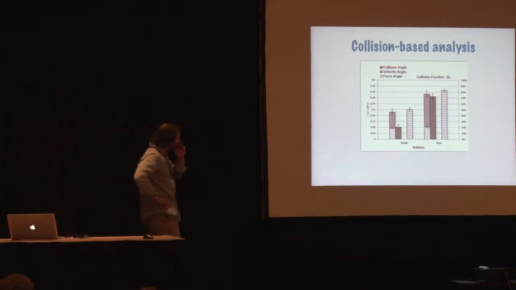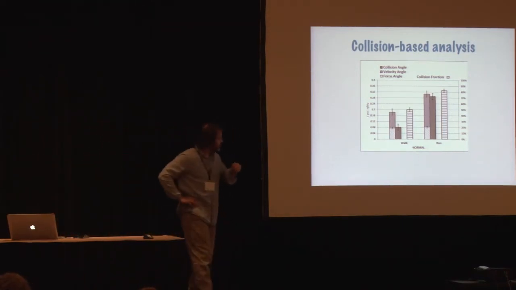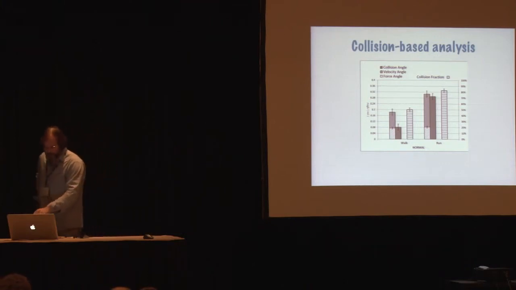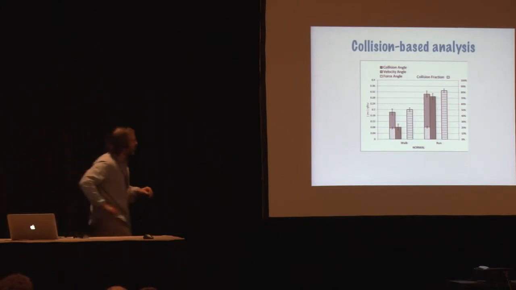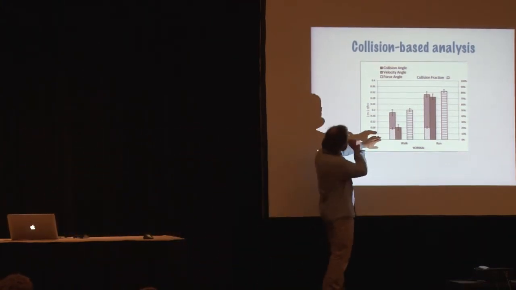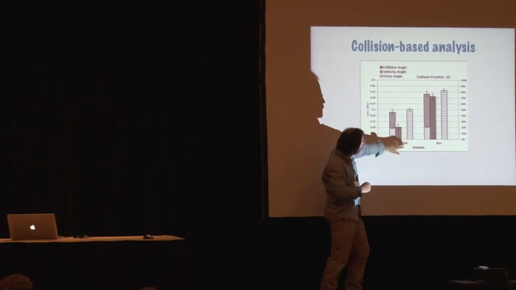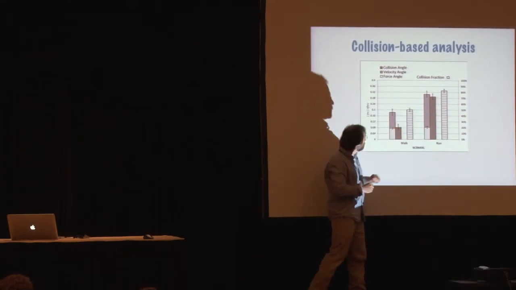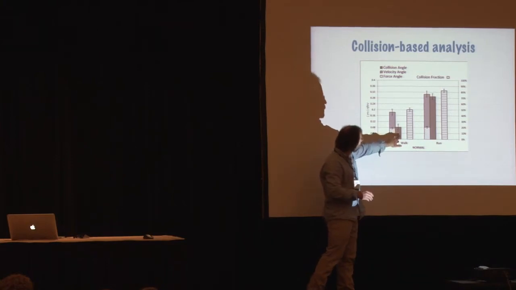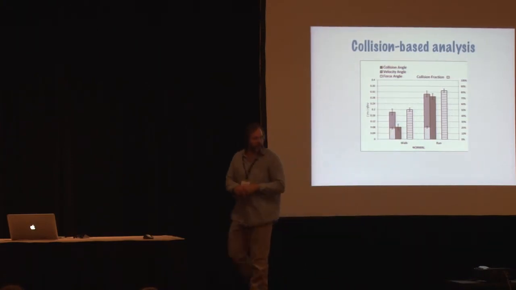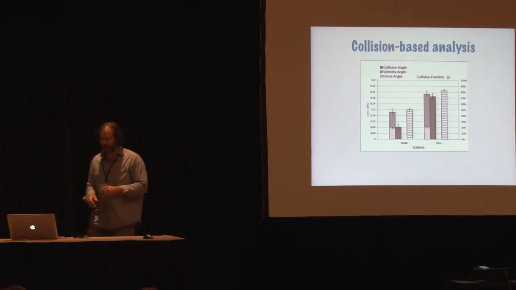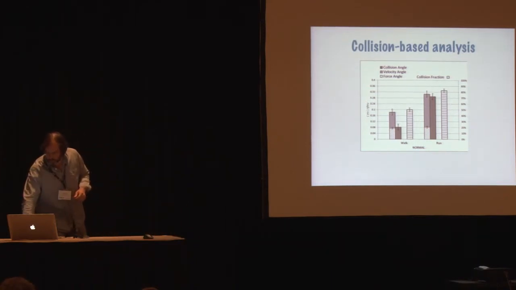So we considered, first, the collision angle. Let me point out what's here real quick. We have force angle and velocity angle for walking, the same thing for running. And this is the collision angle, and then this is that collision fraction, which represents the level of collision reduction for that particular gait.